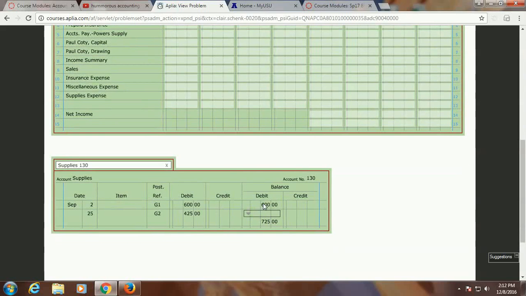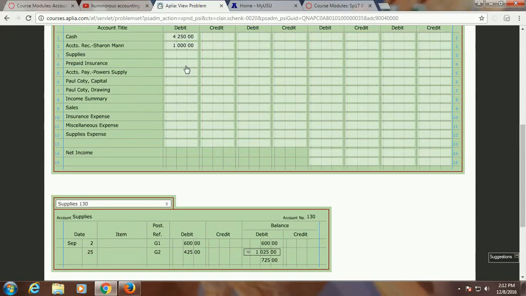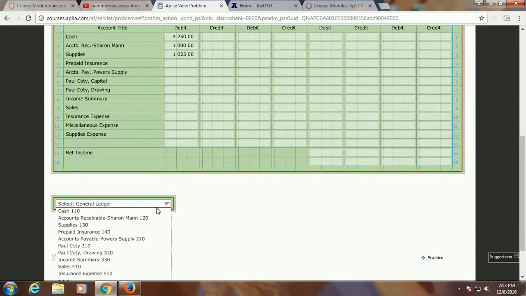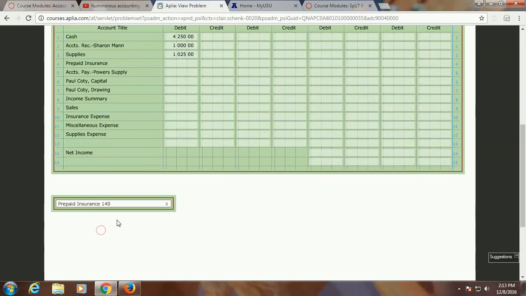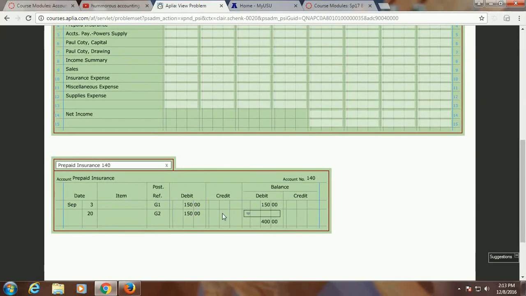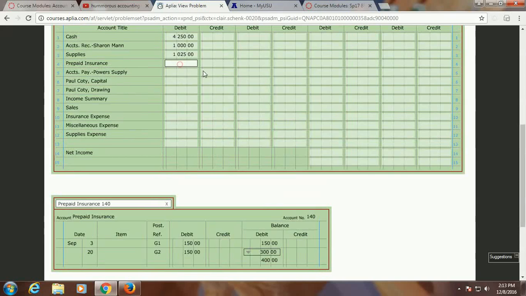And there's an obvious error because 600 plus 425 is not 725. It should be 1,025, right? So I'm going to put 1,025 up here on my worksheet, because there's a mathematical error there. Now I'm going to go to the next account, prepaid insurance. And 150 plus 150 is not 400, it should be 300. So I'm going to put 300 in my debit column on prepaid insurance on my worksheet. And I made the corrected entry in my ledger.